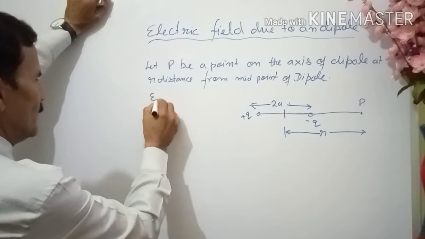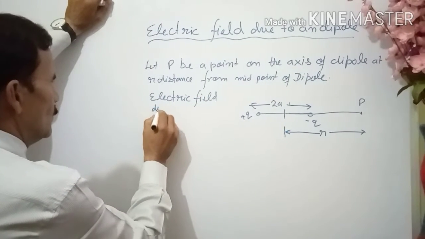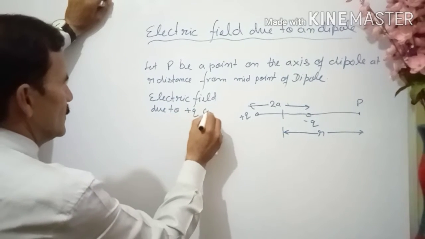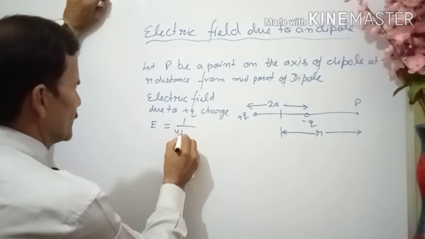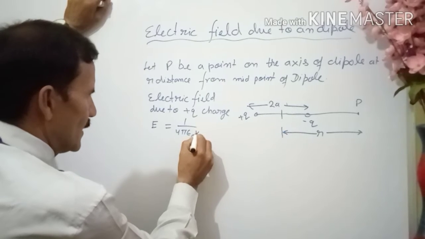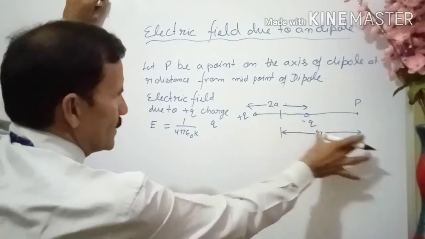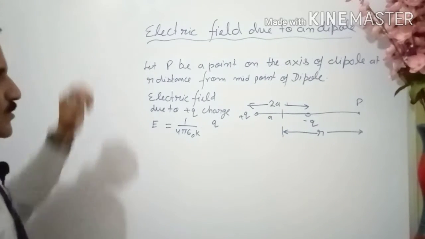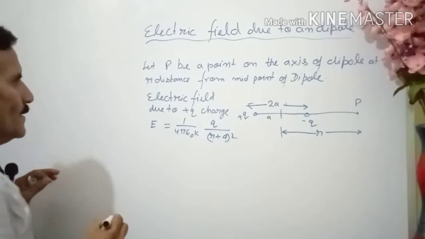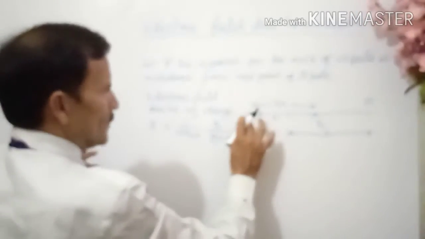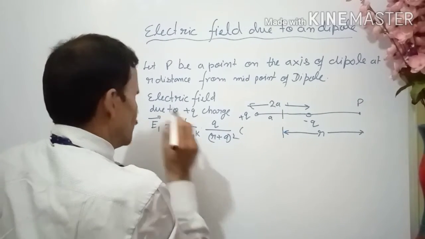So electric field due to the plus q charge, you know, electric field is given as 1 upon 4 pi epsilon naught, if k is there, put k, and that is q. What is the distance? It is r, and this is a. So it is r plus a whole square. Okay? And what is the direction? You know, for the point charge, it is away from the charge. So suppose it is E1, we are putting the direction.